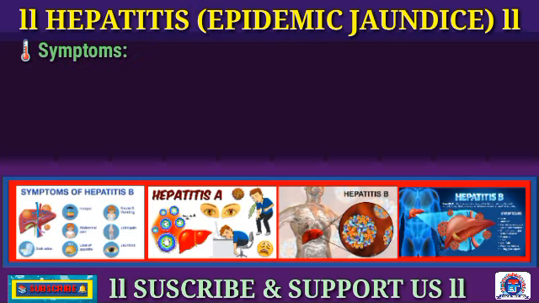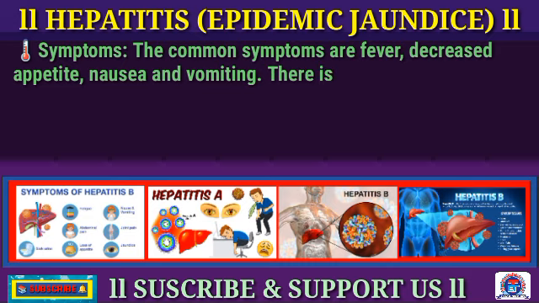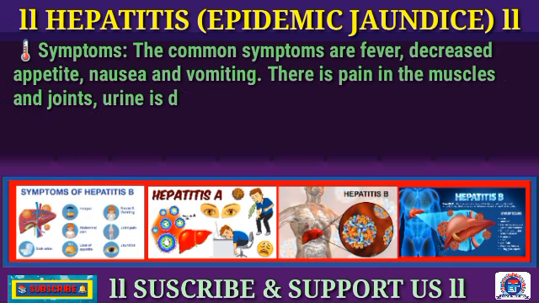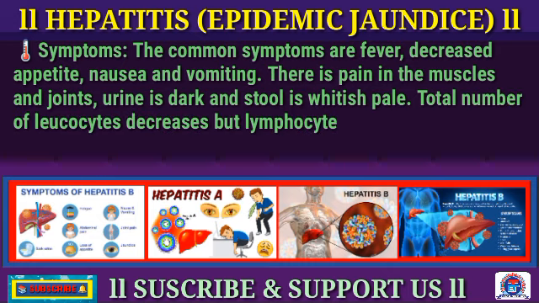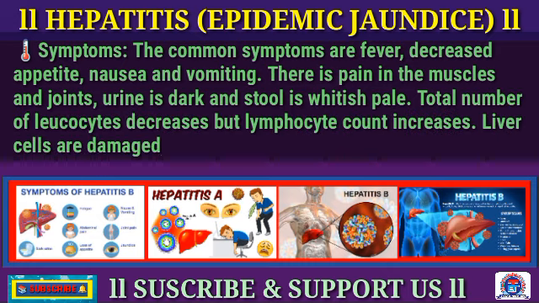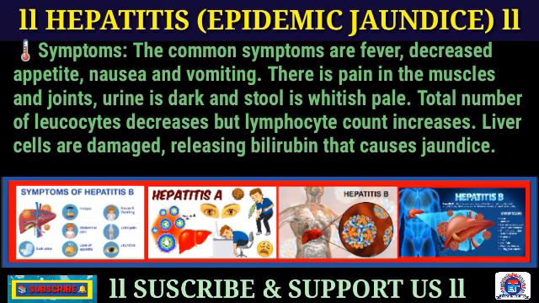Right? Now we discuss what are the symptoms of this disease. The common symptoms are fever, decreased appetite, nausea and vomiting. There is pain in the muscles and joints. Urine is dark and stool is whitish pale. Right? The total number of leukocytes decreases, but lymphocyte count increases. Liver cells are damaged, releasing bilirubin that causes jaundice.